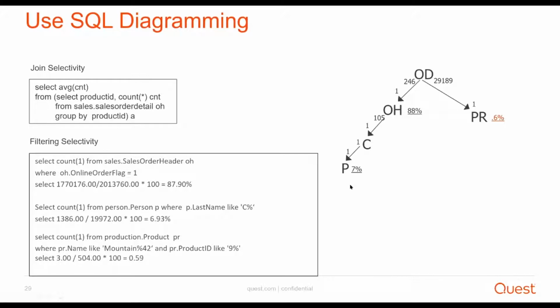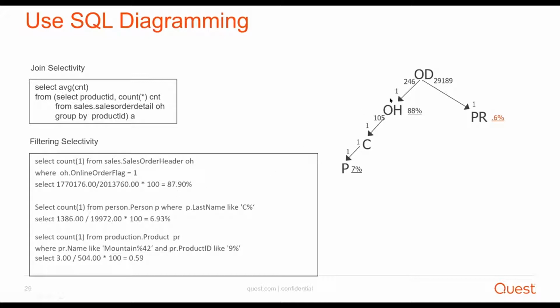The more interesting part is these underlined numbers, and that's the filtering criteria. As you come in here, we had 3 filters, one on sales order header where order flag equals 1. And you can see that wasn't very selective.